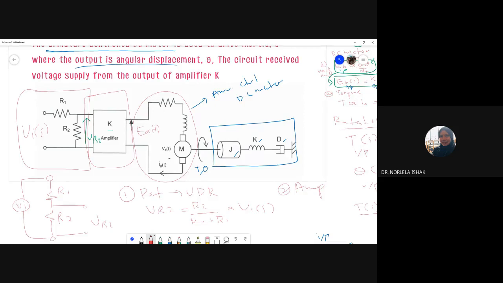Then the armature control DC motor. And then the DC motor is used to drive the rotary mechanical system. Try to do it. Homework. Okay, madam has already helped solve the first one. I want to see the electromechanical, the complete block diagram for this system.